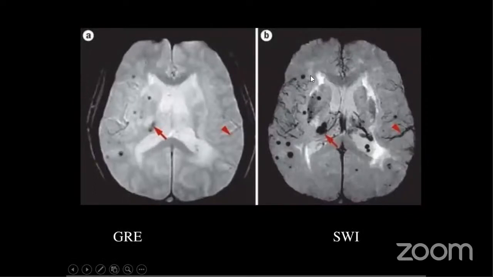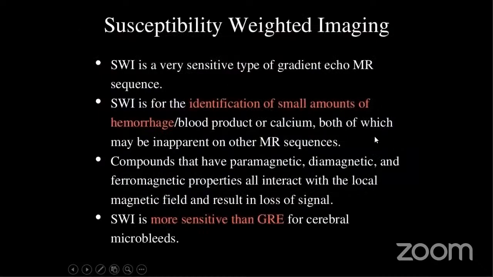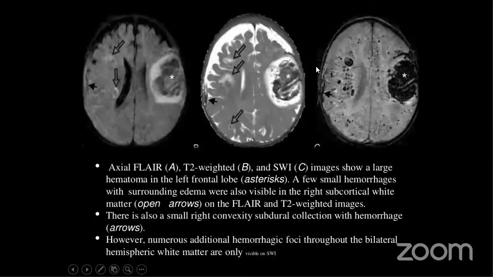Right. Okay. This is a susceptibility weighted image you are having. You can see the multiple areas of blooming. Okay. Very sensitive, like gradient echo MRI. SWI sequences are the ones we do most commonly, most of the time, in the protocol for stroke. Compounds that have paramagnetic, diamagnetic, and ferromagnetic properties all interact with the local magnetic field, and that results in the loss of signal. For microbleeds and all that stuff, this is more sensitive.